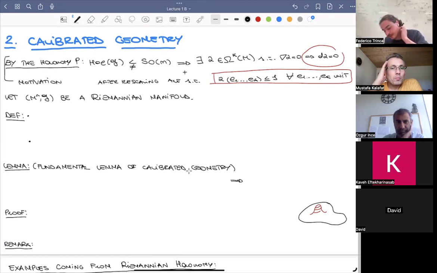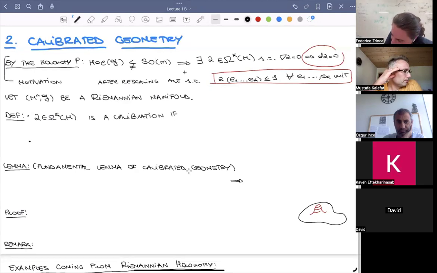Given a Riemannian manifold (M, n, g) and alpha a K-form, alpha is a calibration if two conditions are true: d alpha is equal to 0, and alpha(e1, ..., ek) is less than or equal to 1 for every e1, ..., ek unit vectors.